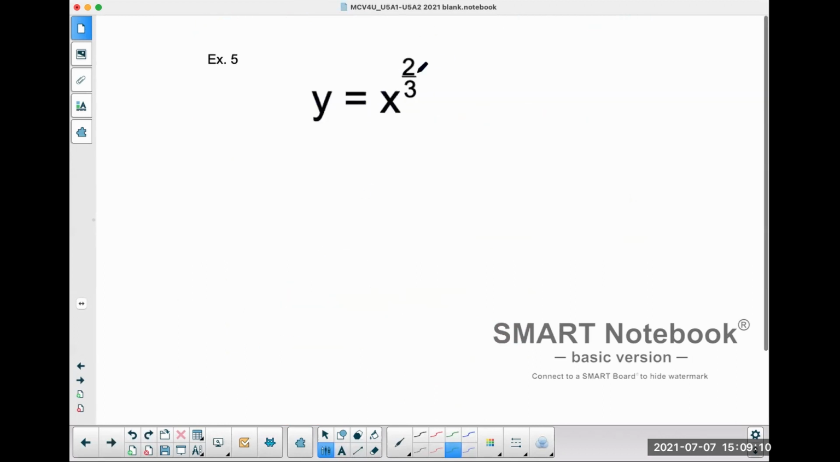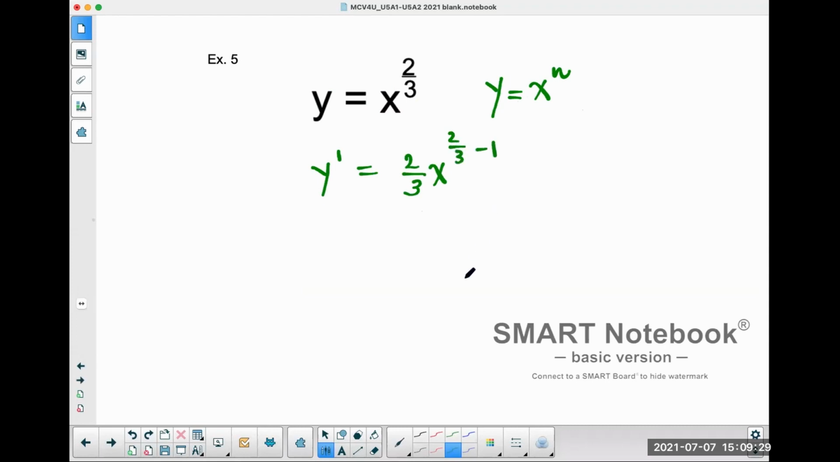What if you have other fractional exponents? It works the same way as long as you are in the right format. You can apply the power rule. Bring down the power 2/3, x to the power of 2/3 minus 1, right? That's the formula. So this becomes 2/3 x to the 2/3 minus 1. 2/3 minus 1 is negative 1/3.